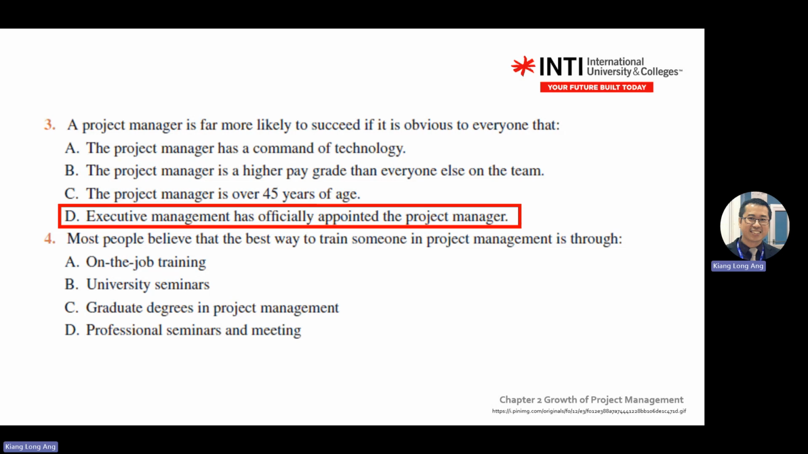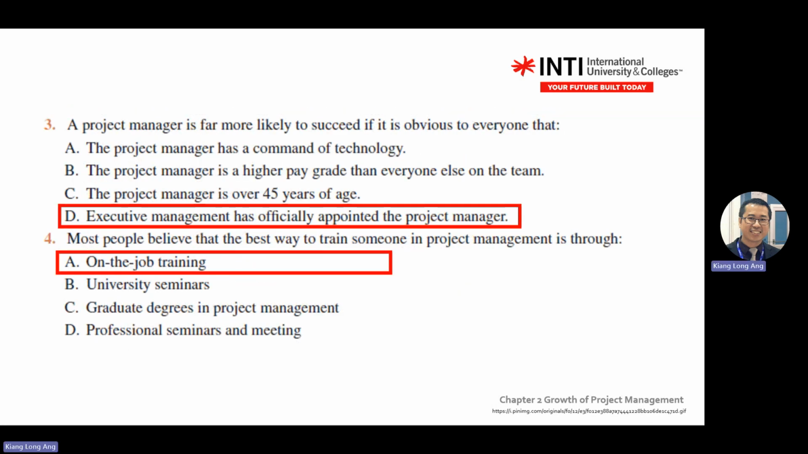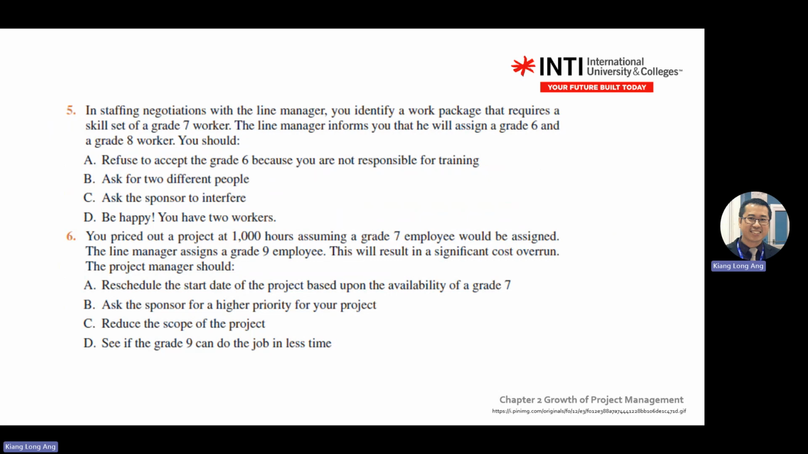Most people believe that the best way to train someone in project management is through what? Most people, if you want to train someone, on-the-job training, put them in the job. Okay. So internship is also very near to on-the-job training. In staffing negotiation with the line manager, you identify a work package that requires a skill set of grade 7 workers. In Europe, they have grade 1, grade 2, grade 7, and so on.